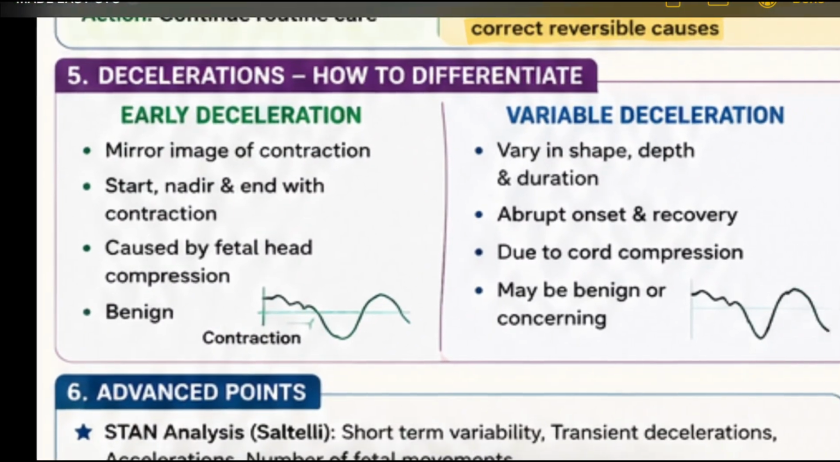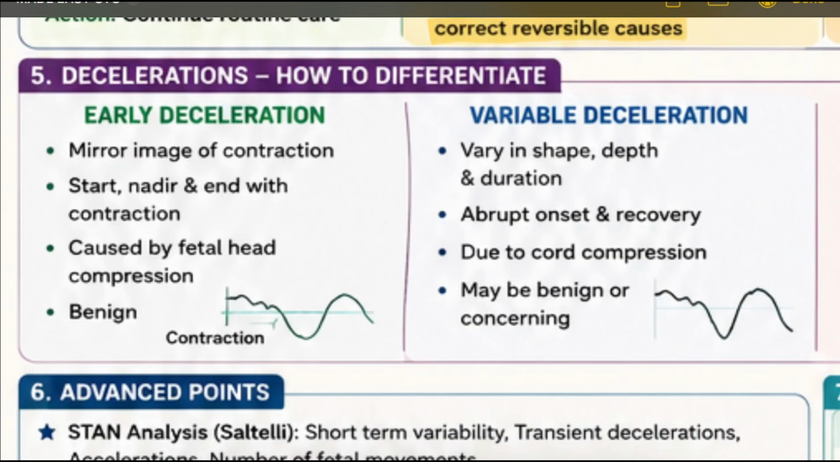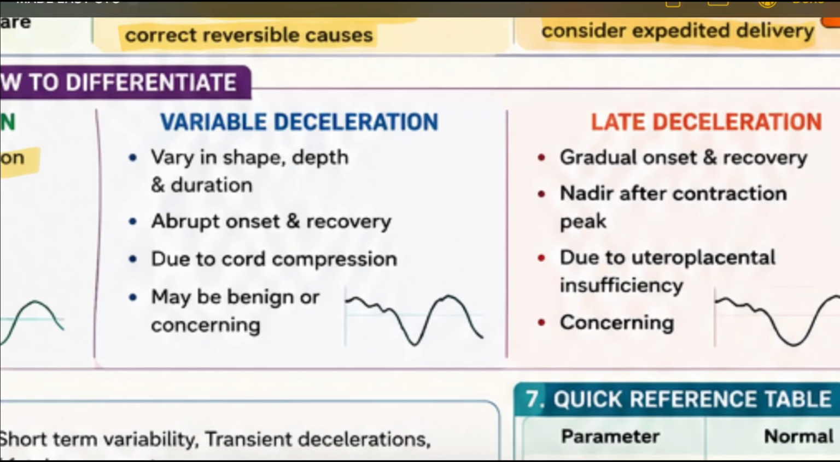So next, in deceleration, we have different types. Based on the deceleration, we are going to treat that patient. In early deceleration, it will be like a mirror image, same to same as the uterine contractions. If you are comparing with uterine contractions, the deceleration will be same to same. Okay, it will start, nadir, and end with the contraction, and it's caused by fetal head compression and is benign. We already discussed this thing.